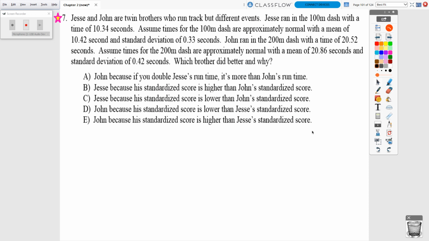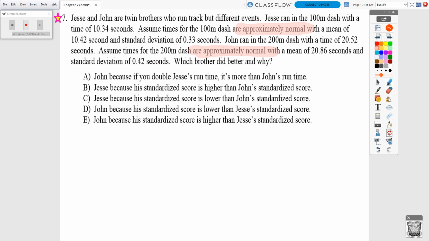Number 7, Jesse and John are twin brothers who run track but different events. Jesse ran in the 100-meter dash with a time of 10.34 seconds. Assume times for the 100-meter dash are approximately normal, so we're dealing with a normal distribution, with a mean and a standard deviation of those numbers listed. John ran in the 200-meter dash with a time of 20.52 seconds. Assume times for the 200-meter dash are approximately normal, with a mean of that number and standard deviation of that number. Which brother did better and why?